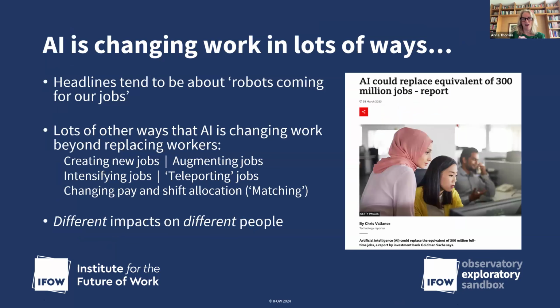But again, before we start with the actual process, it's a good idea to recap how AI is changing work. The headlines tend to be that robots are coming for our jobs, but we know increasingly, although that remains a risk, and substitution is happening to some extent, that there are loads of other ways that AI is changing work or driving changes to work beyond just replacing workers. And it's changing things at a macroeconomic level. So who gets access to jobs and what they are.